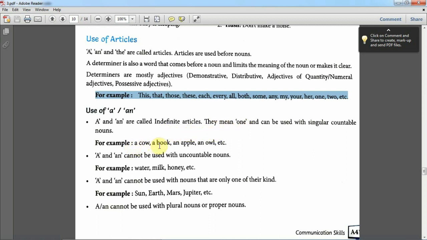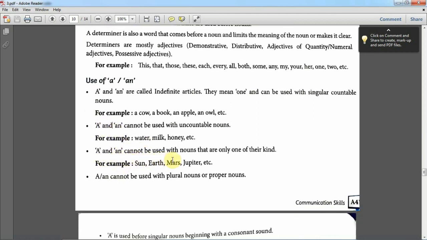For example, a cow, a book, an apple, an owl, etc. These are all for showing one cow, one book, one apple. A and an cannot be used with uncountable nouns. With water, milk and honey, we cannot count how much water, right? So we cannot use a and an here.